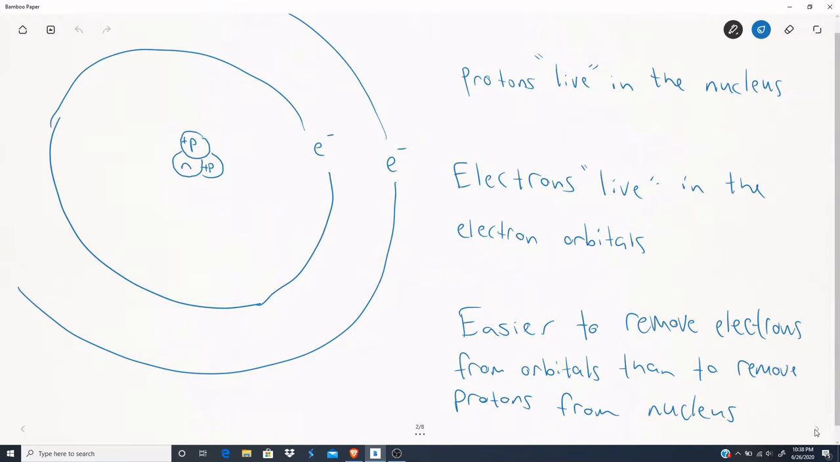Protons and electrons are constituents in atoms. Protons live inside the nucleus, whereas electrons live inside orbitals around the nucleus. Because of the nature of the nucleus, the protons are much more tightly bound, so it's very difficult to remove a proton from an atom, but relatively speaking, it's very easy to remove an electron from an atom. Generally speaking, when you do remove an electron from the atom, it's going to be the outermost electron, which is usually referred to as the valence electron.